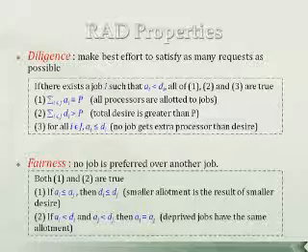This is the OS allocator. It has two important properties: one is diligence, and the other is fairness. The diligence property says the OS allocator makes its best effort to satisfy as many requests as possible. Under a diligent scheduler, if there exists any deprived job, then all of the following three statements are true. First, all processors are allocated to jobs; there won't be any idle processors. Second, the total desire is greater than the total number of processors, P. Third, no job will get more processors than it desires. So the diligence property is basically a best-effort property to ensure efficiency, which I'll show later.